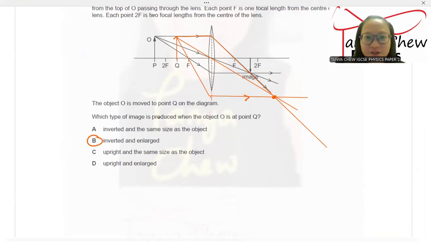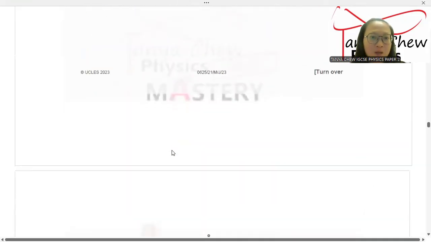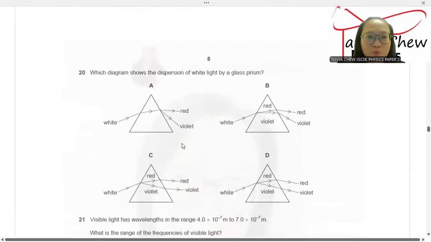Each and every time when you see this, remember the ray diagram, you have to draw arrows, right? So each and every time when a diagram is given, instead of you guessing, instead of you memorizing, just draw it. Number 20, which diagram shows the dispersion of white light by a glass prism?